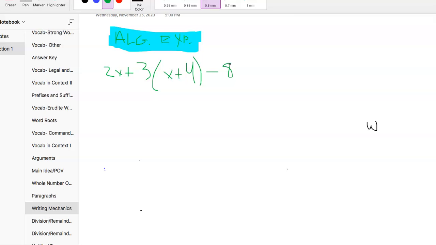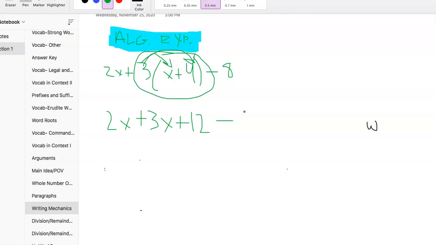Okay, so when you get something like this, we want to think we need to distribute this thing right here first. So we'll carry down the rest of the stuff. We got that 2x. When we see this, we multiply 3 times the x and 3 times the 4. So it's 2x plus 3 times x is 3x, 3 times 4 is 12, minus 8.